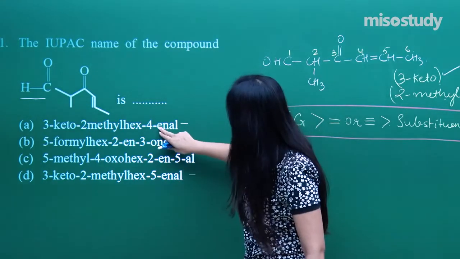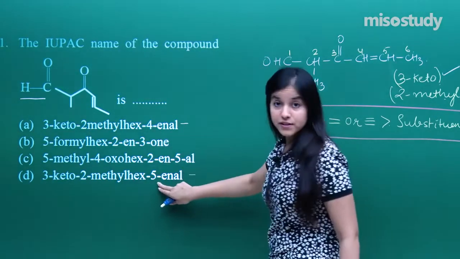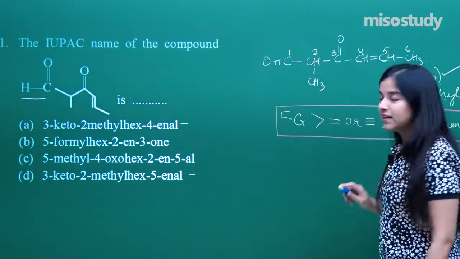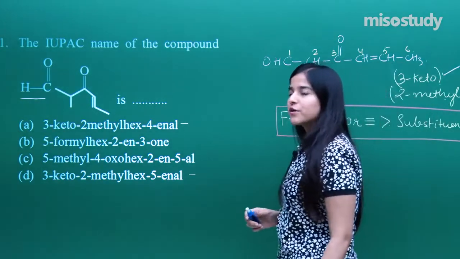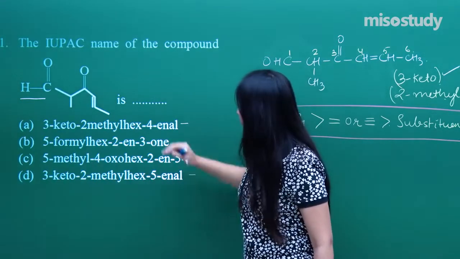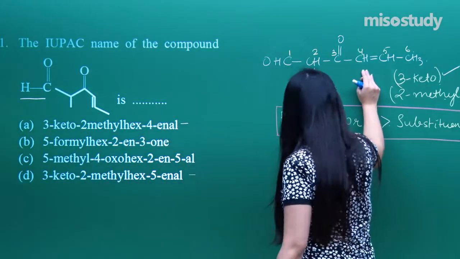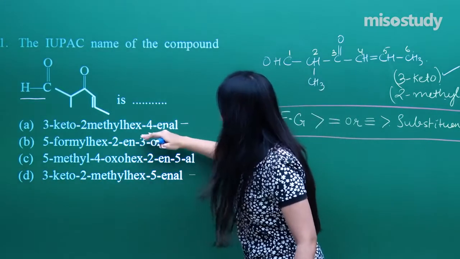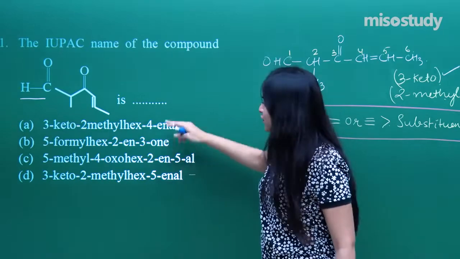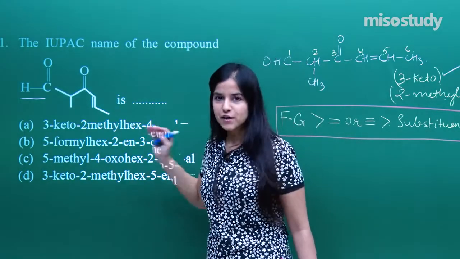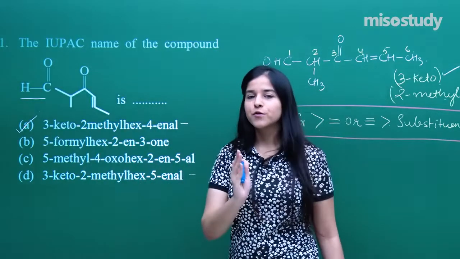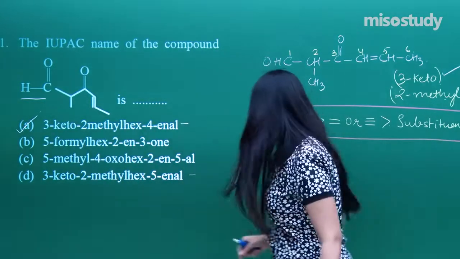In one it is 4, in the other one it's 5. So let us check. We are getting 4-ene. So that is how we are going to have it: 3-keto, 2-methyl, hex, on the 4th position, hex-5-ene-al. Al stands for aldehyde. So that is how we are going to mark the correct answer. So A is the correct answer. I hope you all have got the idea very well.